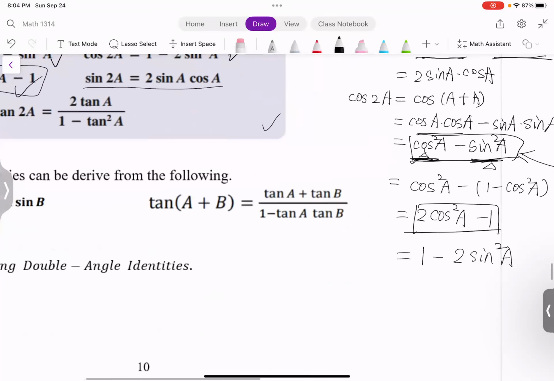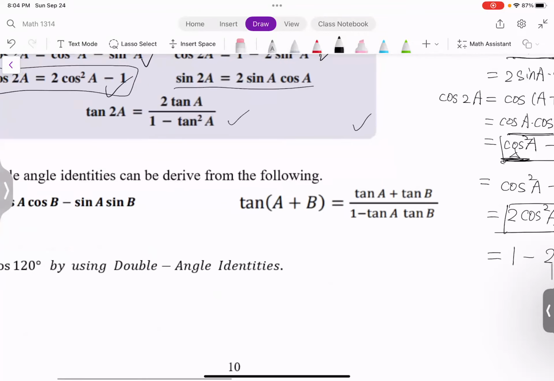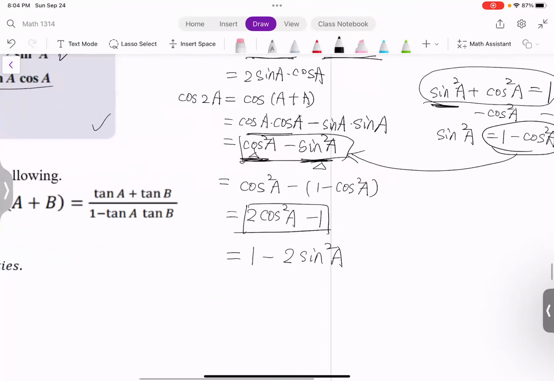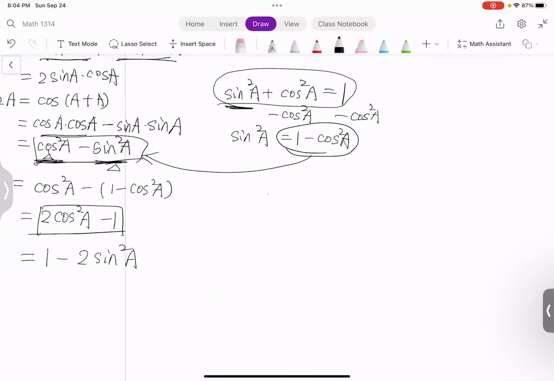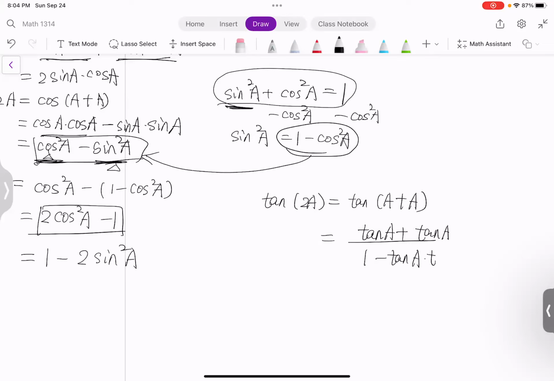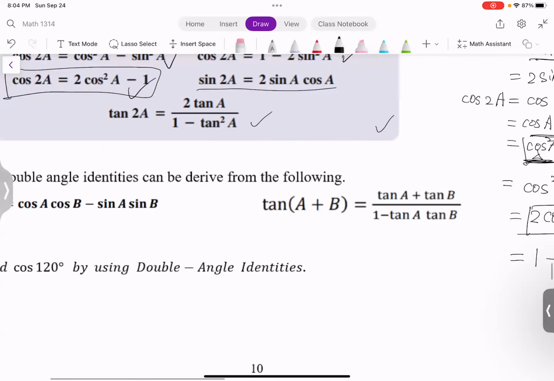And how about tangent 2a, the last identity here? Tangent 2a equals tangent of a plus a. On the top we have tangent a plus tangent a, divided by 1 minus tangent a times tangent a. This is 2 tangent a over 1 minus tangent squared a. So that is the formula here.